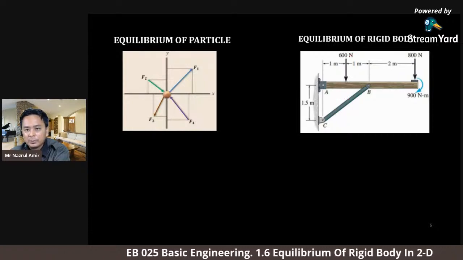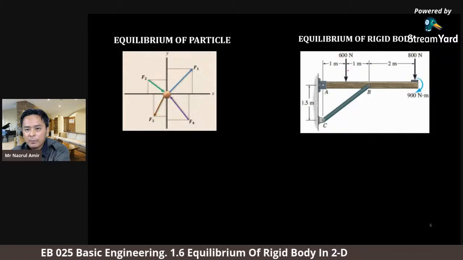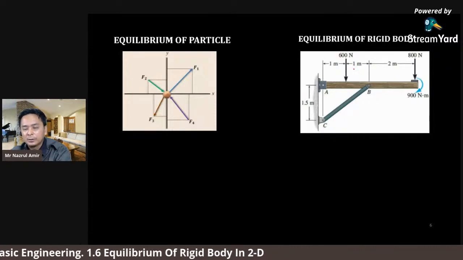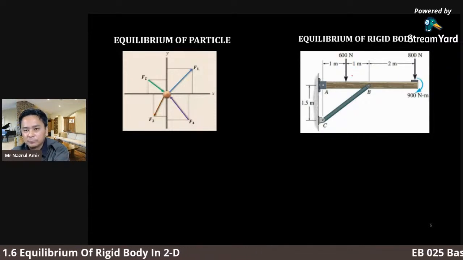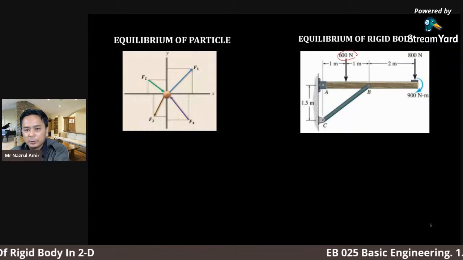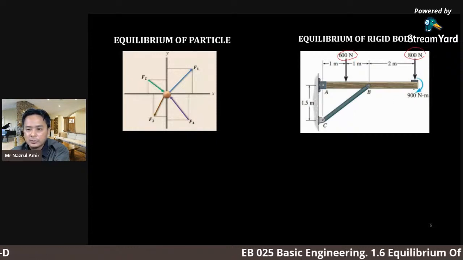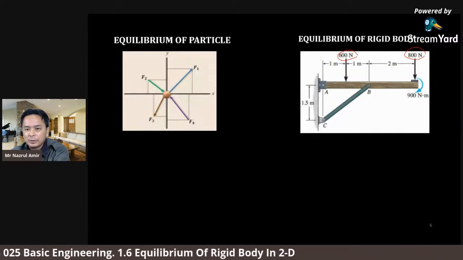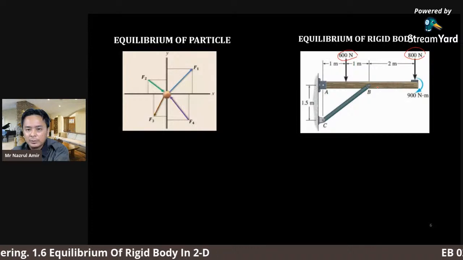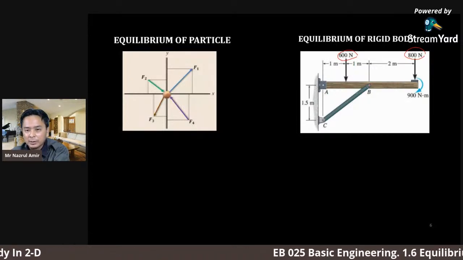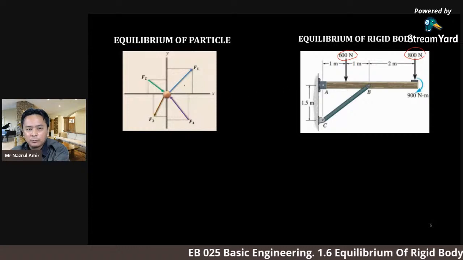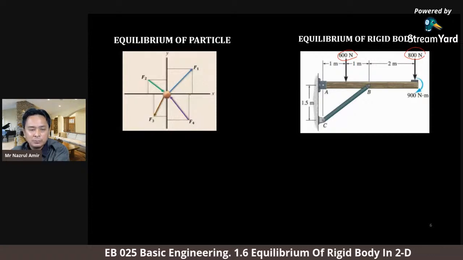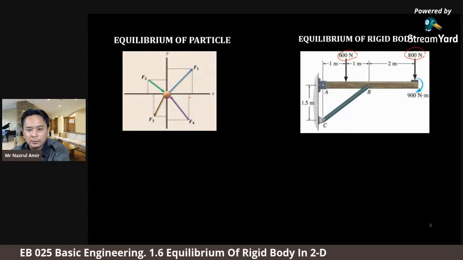And the forces applied on the rigid body are of the coplanar type: 600 Newton, 800 Newton, and then there's a couple moment of 900 Newton meter. They act along the body, at different locations on the body. So here we have a body to be analyzed. Compared to a particle, we do not have a body. There is no shape and size on that.